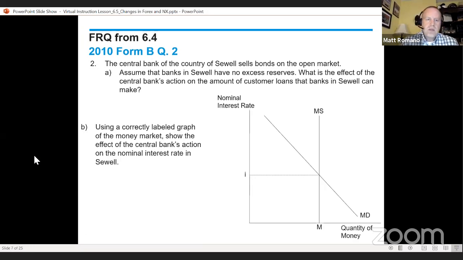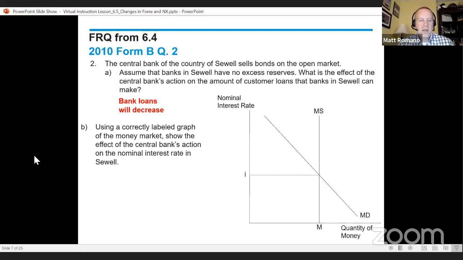Part A asks us, assume that banks in Sewell have no excess reserves. What is the effect of the central bank's action on the amount of customer loans that a bank in Sewell can make? Well, we know it's, again, a contractionary monetary policy. They're selling bonds, which is going to restrict even more how much banks can lend. As a result, bank loans will decrease. That is your answer there.